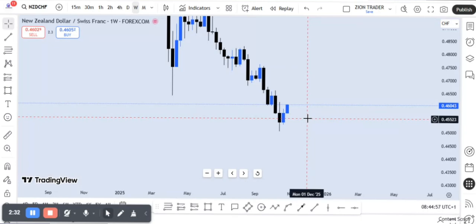Knowing that the market is very bearish, and we want to follow the trend on the weekly time frame, what do we do next? We are going to look for sell opportunities, right? So let's get down to the daily time frame, guys.